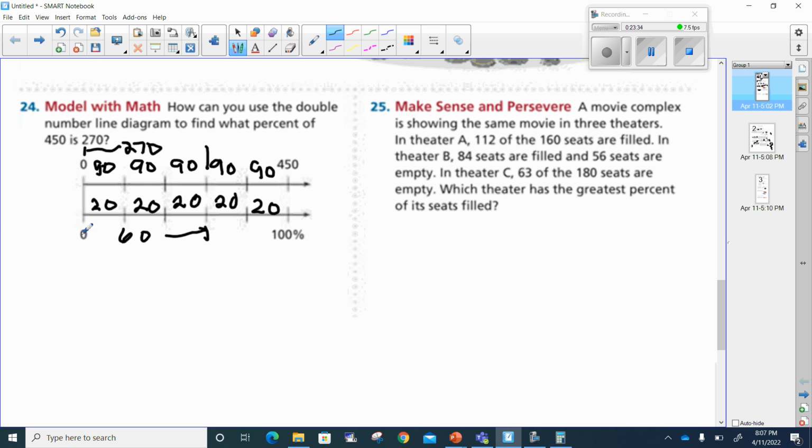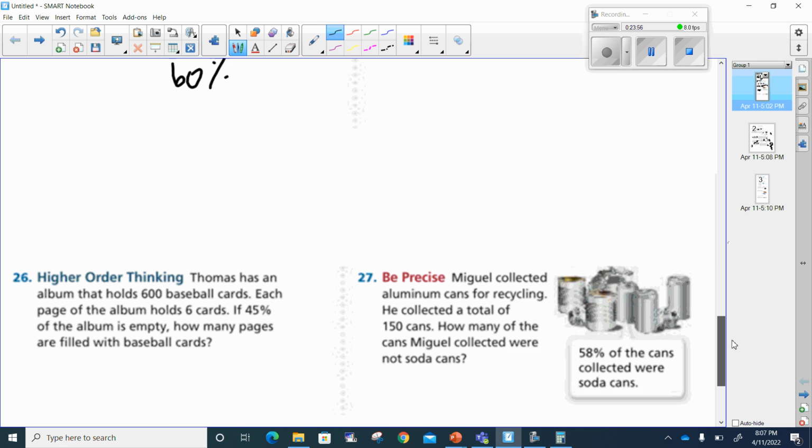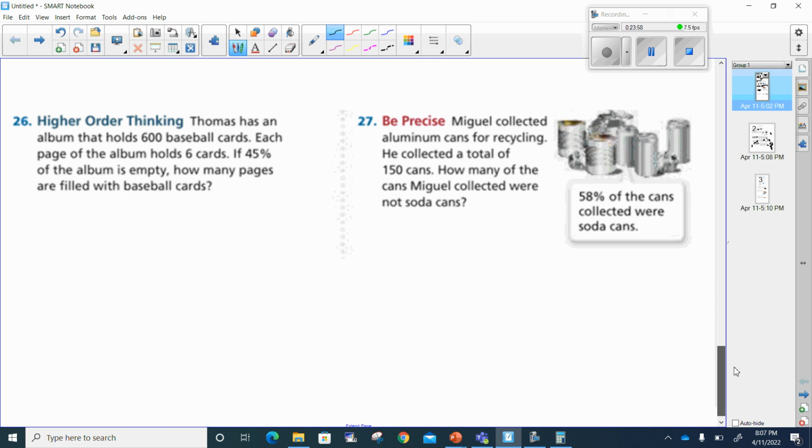This tells us that 60% of 450 is 270. So this should be 60%. All right. And I believe, oh, I've got number 26 to do now.